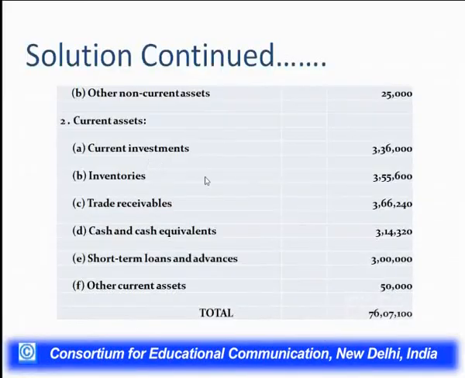Current assets are current investment, so no calculation is required as it has been given. Inventories are given as it is, 3,55,600, so we have taken that up. Trade receivables are given as it is, 3,66,240, so no discussion required. Cash and its equivalents are given as it is, so 3,14,320 has been taken. Short term loans and advances of 3 lakhs have been taken from the question, and the last item is other current assets, which is 50,000, right? So that has been taken. If we sum up together, the total would be the same as in the liabilities and equity section.